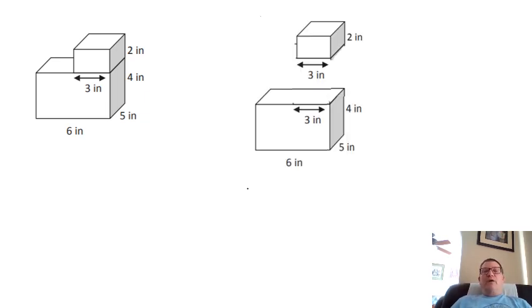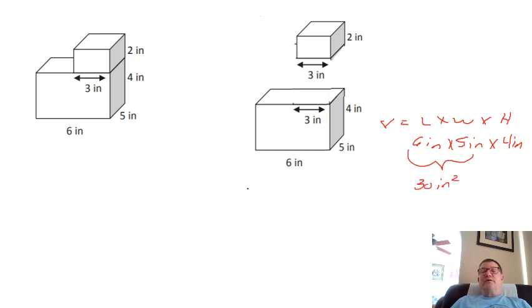Okay. Now, for this first one, volume equals length times width times height. The length is 6 inches, the width is 5 inches, and the height is 4 inches. So 6 times 5 gives us 30 inches squared. That's because it's giving us the base area, times 4 inches, which is going to give us 120 inches cubed. So we know this volume is 120 inches cubed.